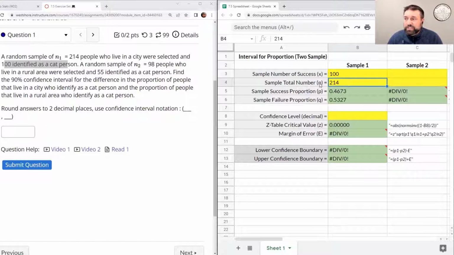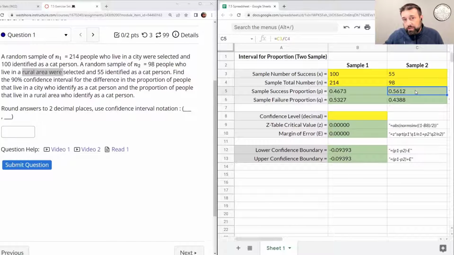So out of my 214 city people, right, people who live in the city, urban dwellers, 100 identified out of 214 as cat people. Then we sampled people that live in rural areas out in the country. And we sampled 98 of those people. And of those, 55 identified as cat people. So from our statistics right now, you can see that the proportion of cat people for the city folk is 46%. And the proportion of cat people for the country folk is 56%.